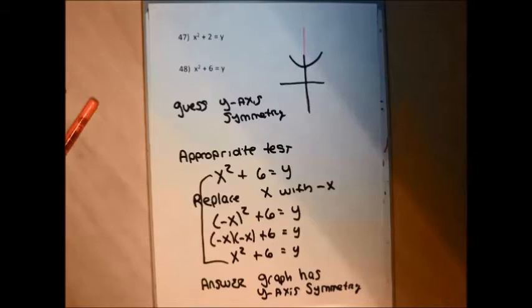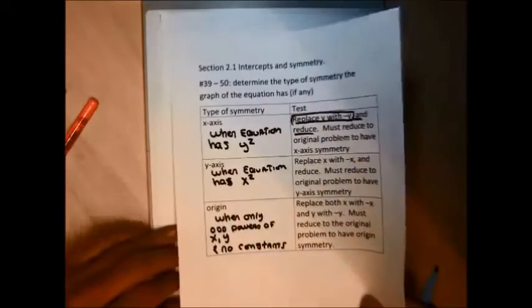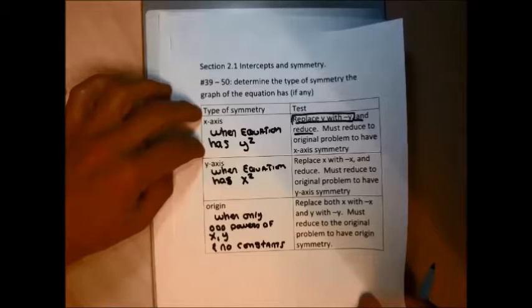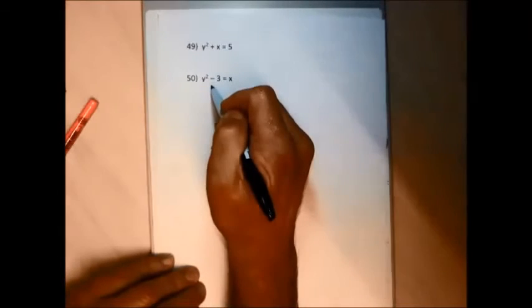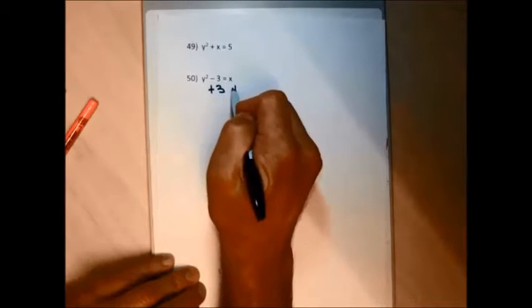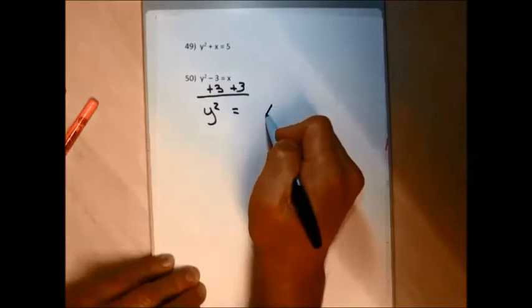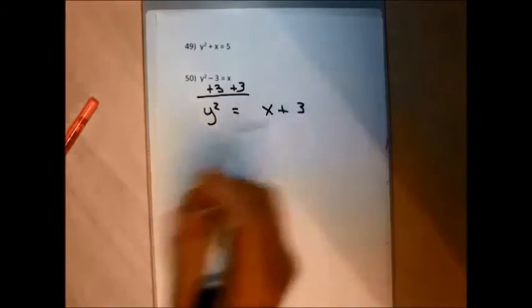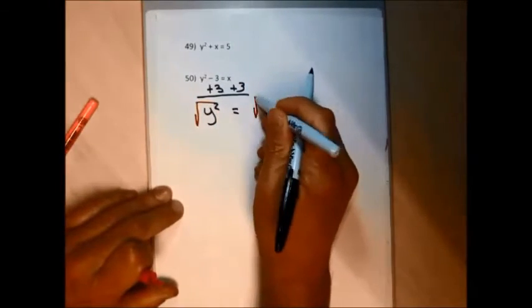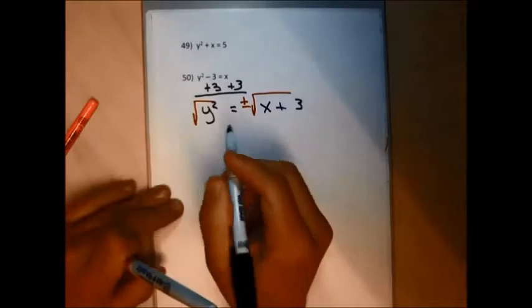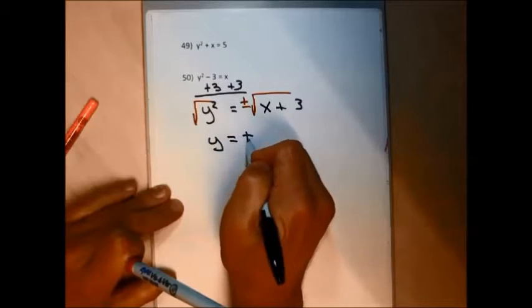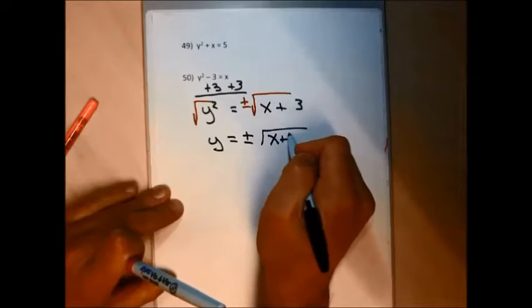Video's got a hiccup in 3 minutes, so I'm going to try to get this last problem done in 3 minutes. When I look at problem 50, I see a y squared. When I see a y squared, I think there's x-axis symmetry. I'm going to graph this, but in order to graph this, I need to solve it for y. To solve this for y, I'm going to add 3 to both sides and get y squared equals x plus 3. And then I'm going to take the plus or minus square root and get y equals plus or minus the square root of x plus 3.